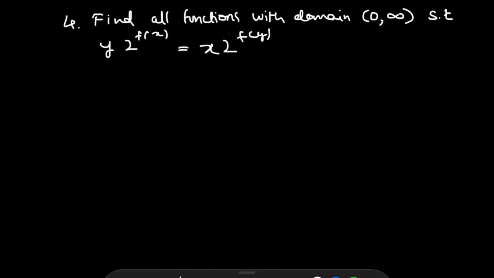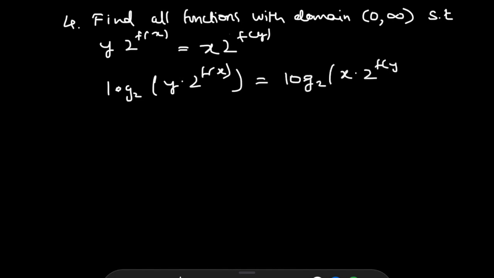Alright, so now let's take a look at one final type of problem which involves the separation of variables. So here we have the domain 0, infinity, and we want to find all such functions such that y times 2 to the f of x equals x times 2 to the f of y. So the first thing that we can do is, because it's raised to the power of 2, we can take log base 2 of both sides. So we get log 2 of y times 2 to the f of x equals log 2 of x times 2 to the f of y.